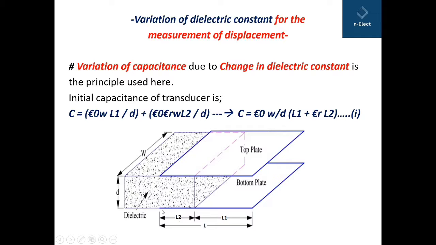While for the length L2, you have the dielectric material here. Therefore, plus epsilon 0 epsilon R, that is relative permittivity, W L2 upon D. This equation can be rewritten as C is equal to epsilon 0 W upon D common, so into bracket we will get L1 plus epsilon R L2. So we will get this equation. This equation is important and you have to keep it in mind.